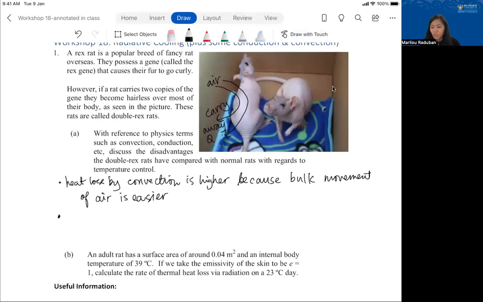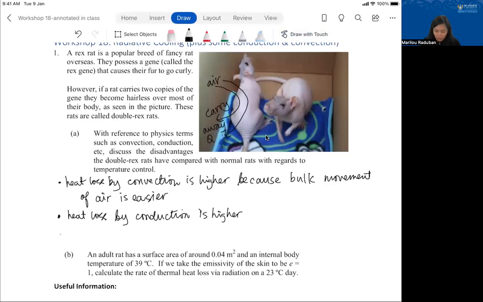In terms of conduction, it's a similar thing. It's just the conduction between the skin and the air particles that are stationary around, or even conduction between the skin and the surface, the floor, for example. So if you don't have fur, heat loss by conduction will also be higher. There's no thick fur. The layer of fur gives you a thickness that prevents the heat transfer from the fur to the surface. Without the fur as a barrier, heat loss by conduction will be higher because the skin will be in direct contact with the cold surface, for example.